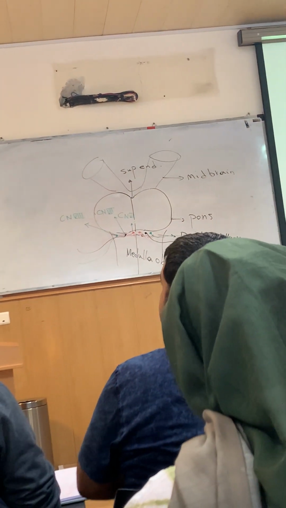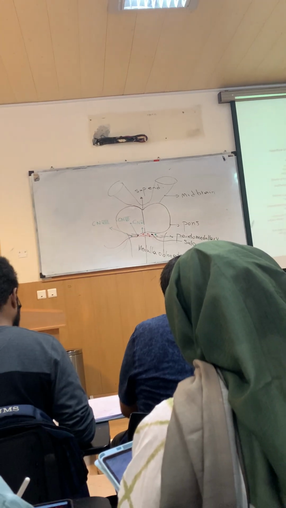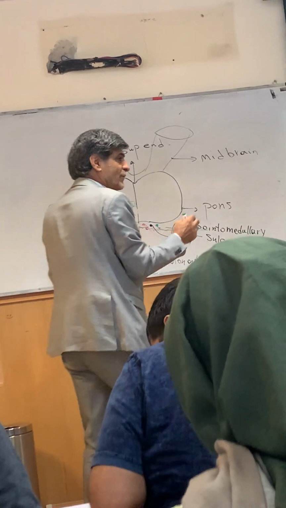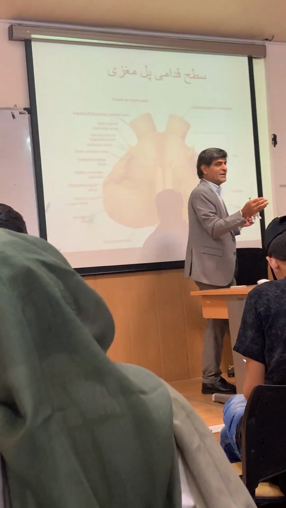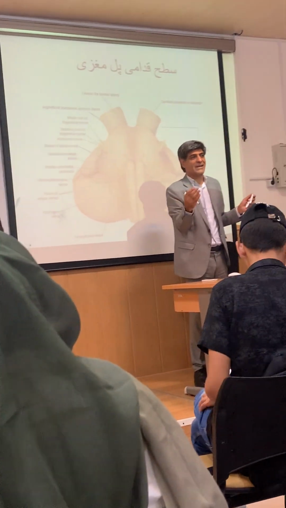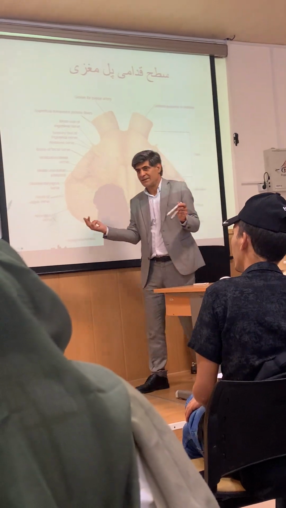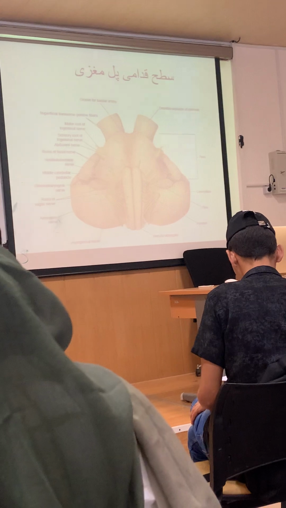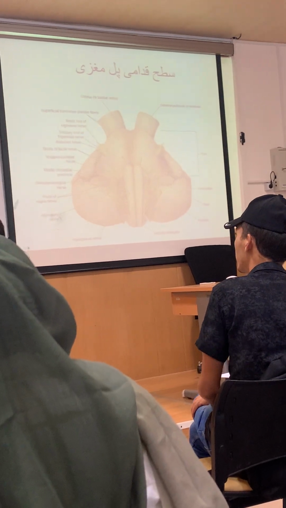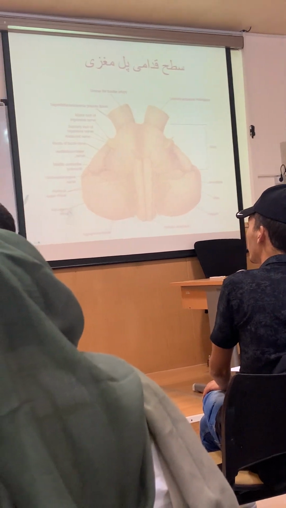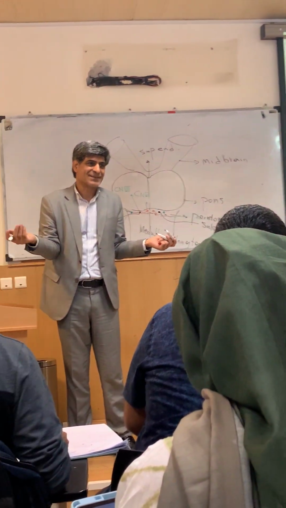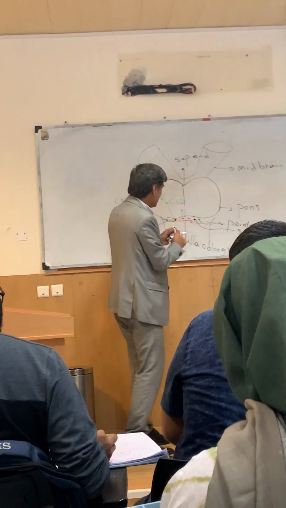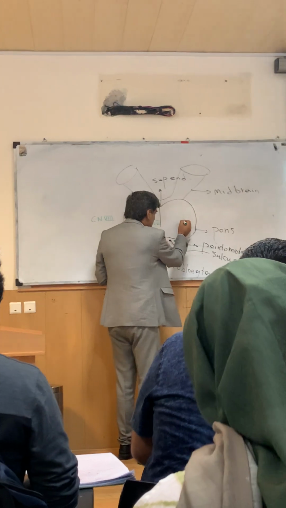This is an important part. Okay? One, two, all our questions: all our nerves emerge from the pontomedullary sulcus except CN 5. CN 6, CN 7, CN 8, four parts. Okay.